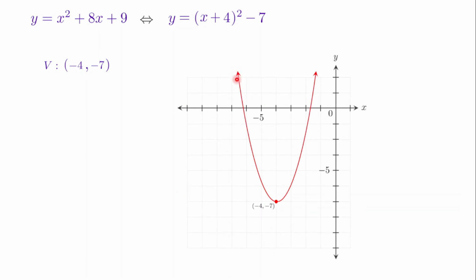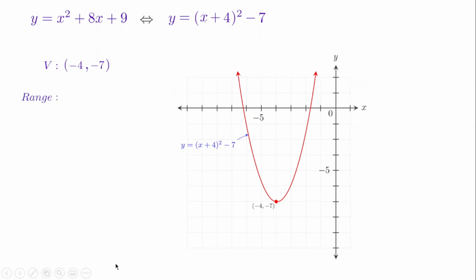So this parabola is the graph of y equals x squared plus 8x plus 9, or y equals the quantity x plus 4 squared minus 7.